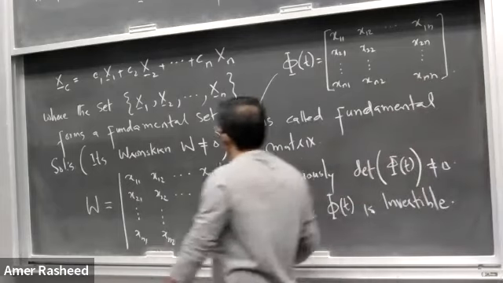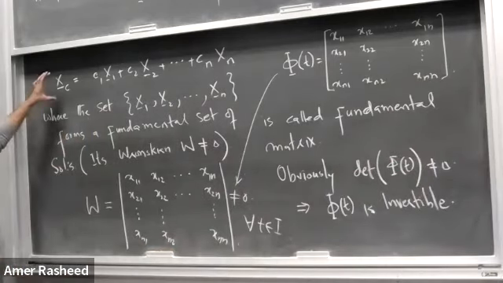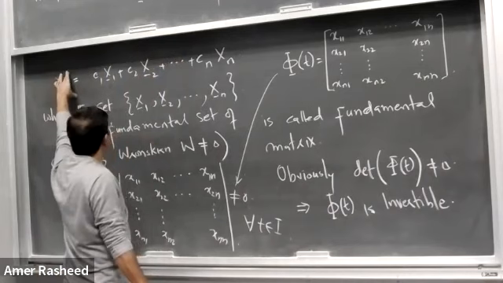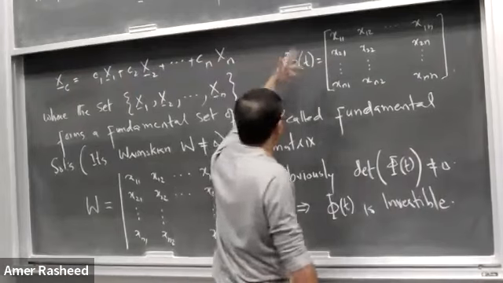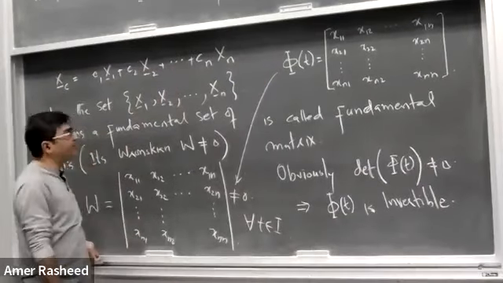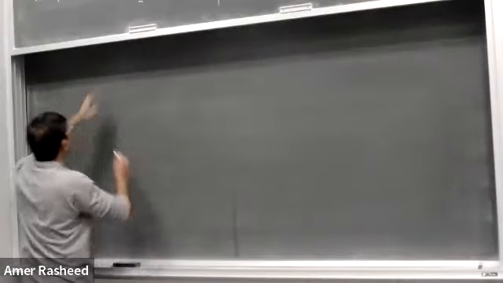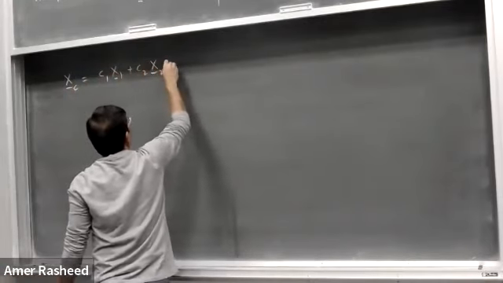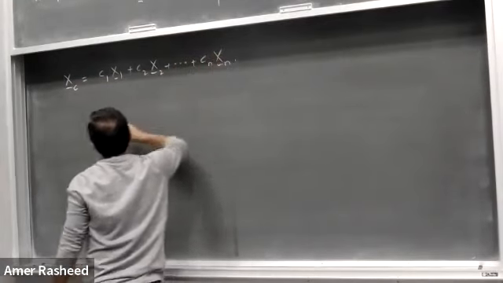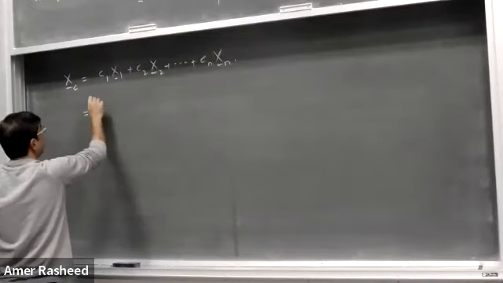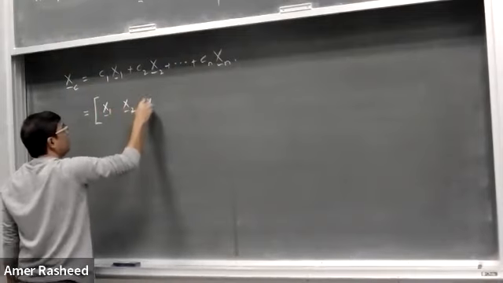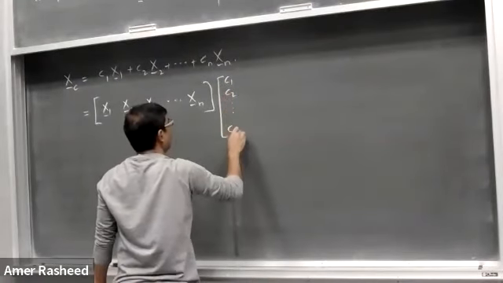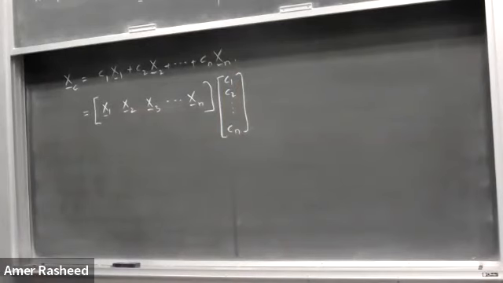Now, if we try to write xc in the form of a matrix, we can use this phi matrix in order to write it in terms of phi. If xc is c1 x1 plus c2 x2 plus so on plus cn xn, then how can we write it? We can write it in this form: x1, x2, so on xn, times the column vector c1, c2, so on cn. This is basically the dot product of these two vectors.